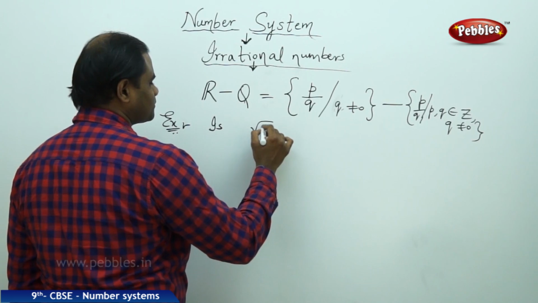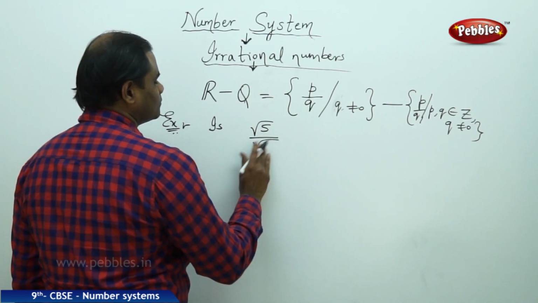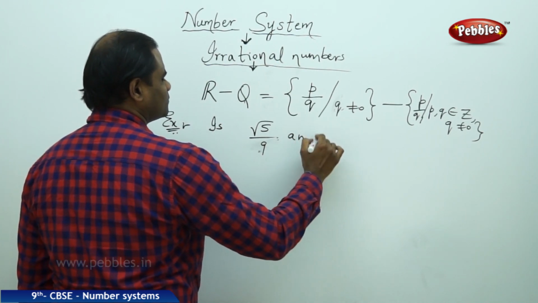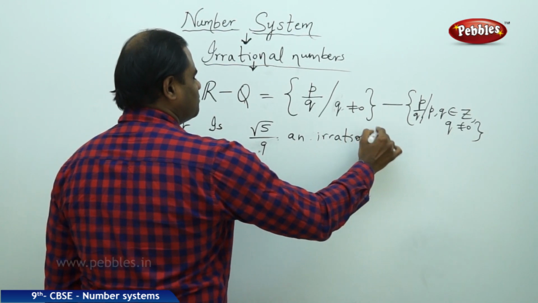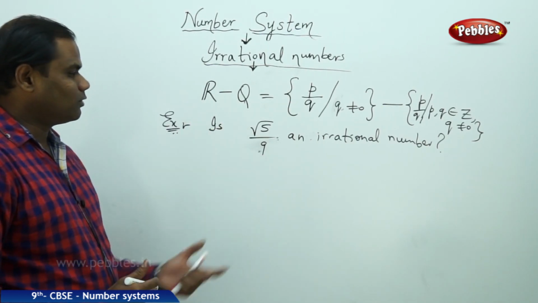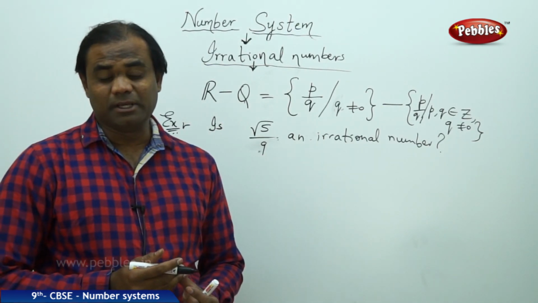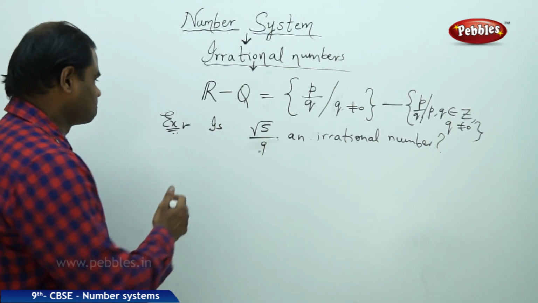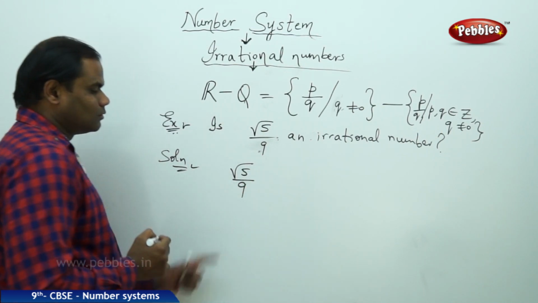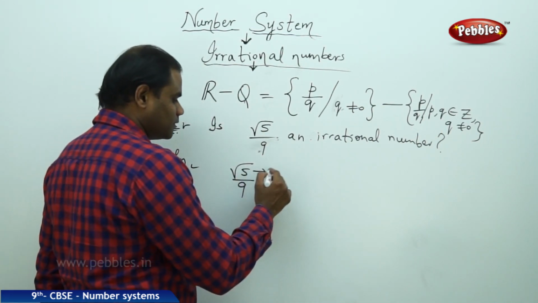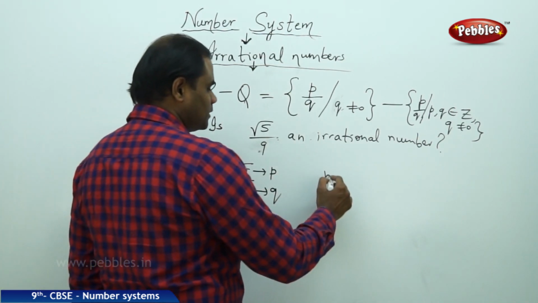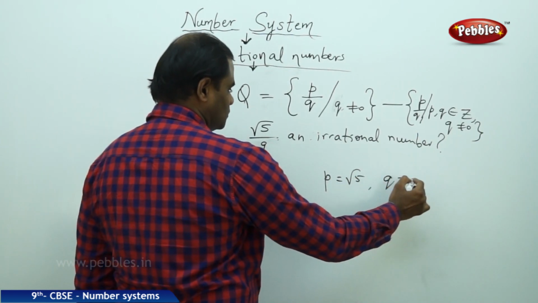Is this an irrational number? Is the question out here. So root 5 over 9, let's test for this being a rational or an irrational number. Root 5 over 9 can be differentiated with the numerator being p and the denominator being q. Now clearly my p is root 5 and my q is 9.